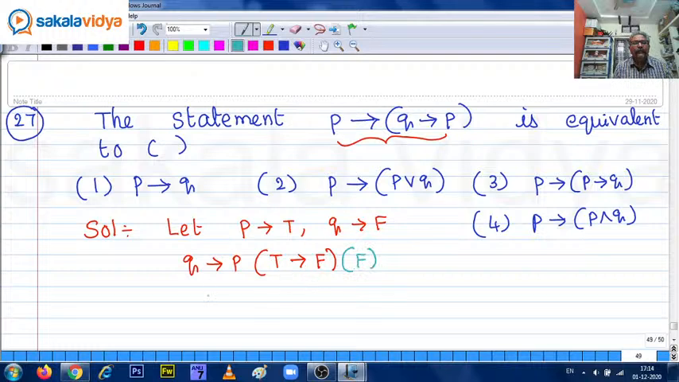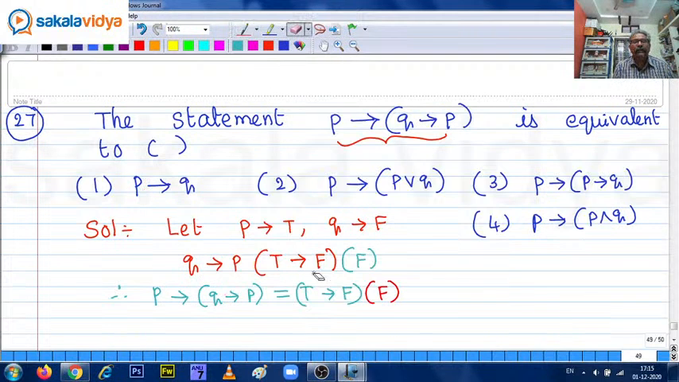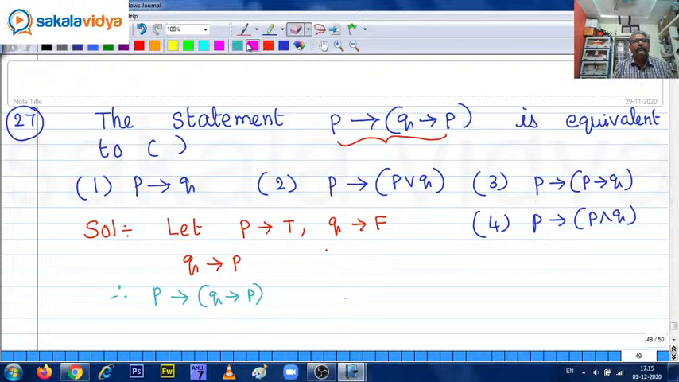So now the statement P implies (Q implies P)... according to this, P is true, true implies false is false only. Sorry, one minute, I made a mistake. Q implies P means false implies true. False implies true is true only. And this is actually, see, P is true, Q implies P is true.